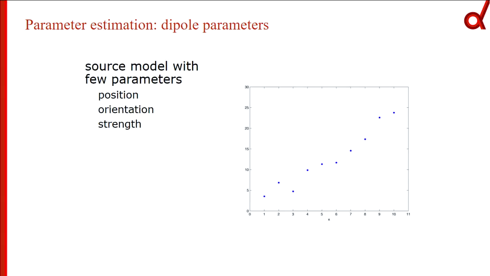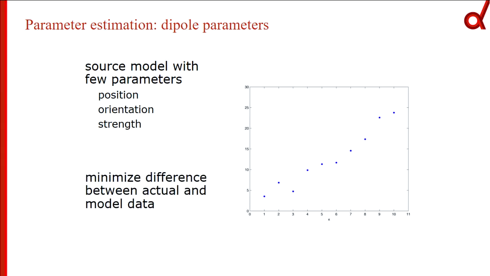Which parameters can we look for? We can look for position, orientation, and strength. What we try to do is model it so that the model minimizes the difference between what the model says and the real data. That would be an optimal model. Basically, a regression line for parameter estimation, normal parameter estimation.